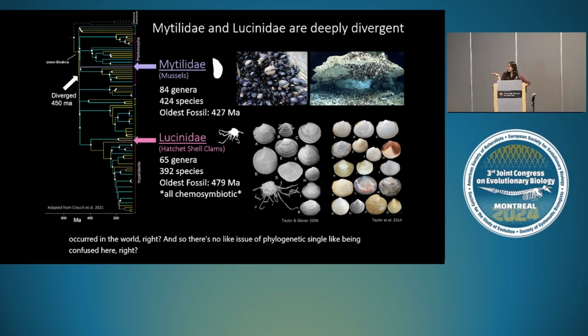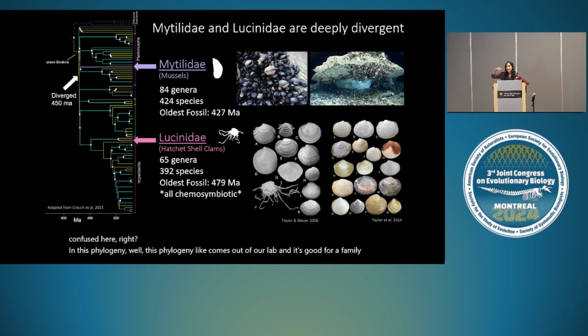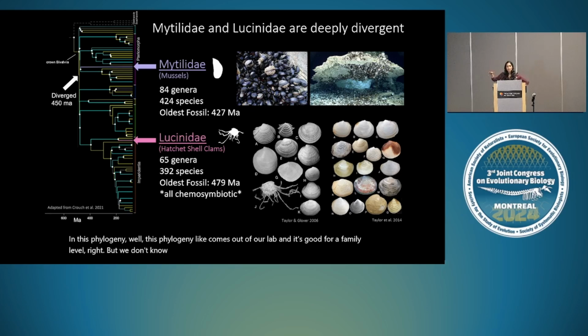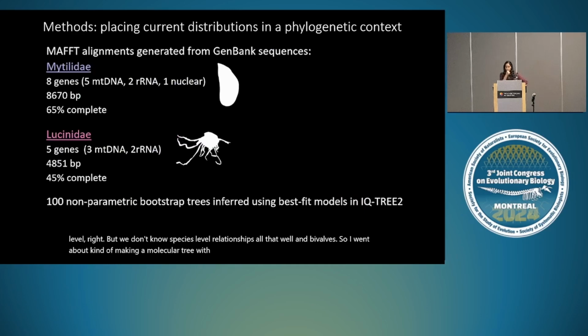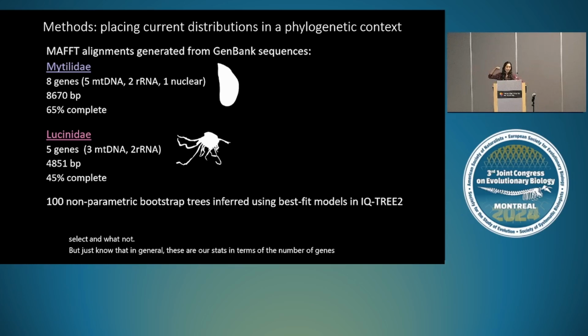This phylogeny comes out of our lab, and it's good for the family level, right? But we don't know species level relationships all that well in bivalves. So I went about making a molecular tree with publicly available data for both the mytilids and the lucinids. I'm not going to go into details over how I built these alignments. There's a lot of code and decisions that go into which sequences to select and whatnot. But just know that in general, these are our stats in terms of the number of genes and base pairs, and I used IQ-TREE to infer these trees.